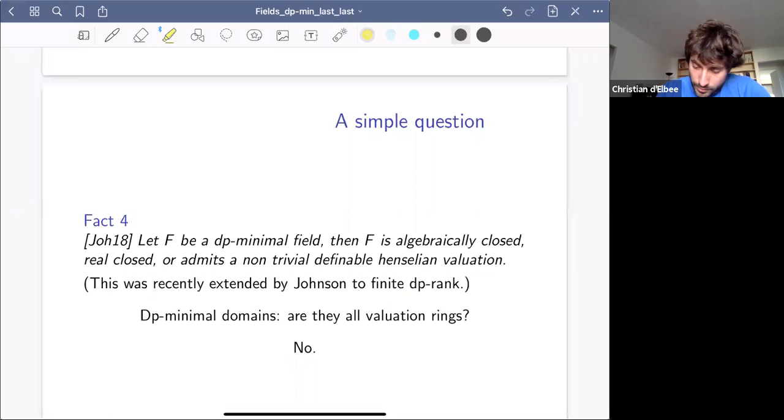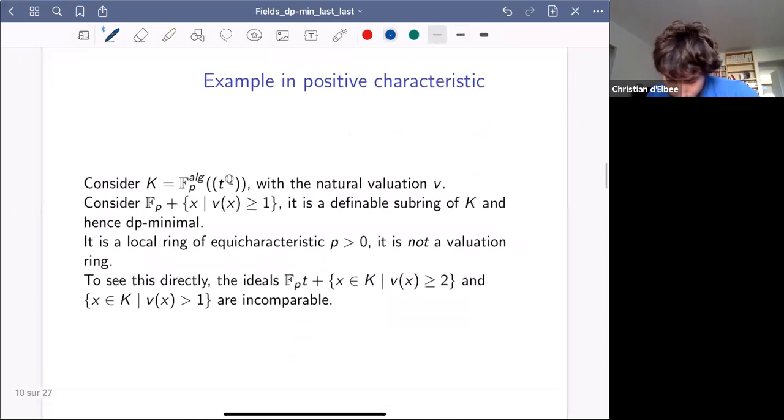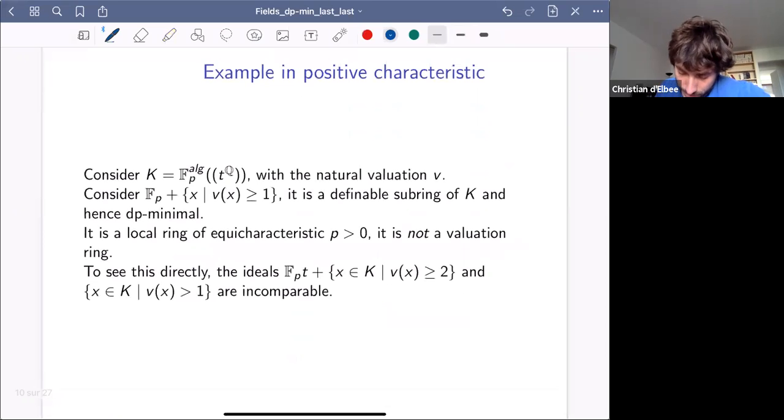And so the answer is no, of course. It's not obvious, but it's easy to construct. Let's look at an example of this. For instance, you consider the Hahn series over the algebraic closure of a finite field with value group Q. And you can define this little ring. It's called the A plus M construction. You take an ideal of the valuation ring, and you add the subfield of the field. So F_p plus this ideal of elements of valuation greater than 1. It's a definable subring of K, so it's DP minimal.